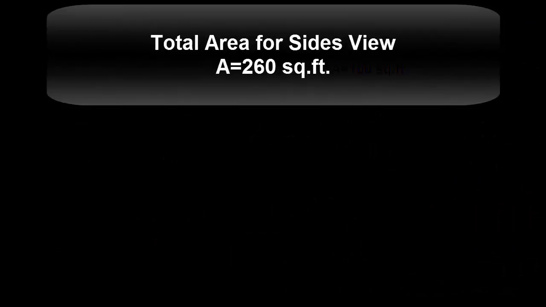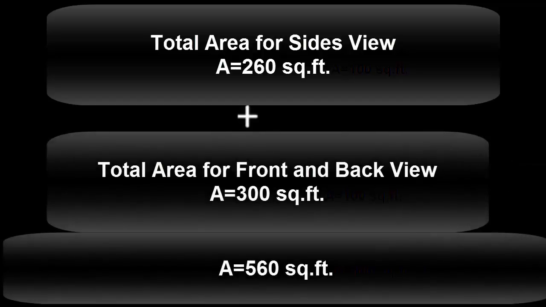The total area for the side view, area equals 260 square feet, plus the area for the front and back view is 300 square feet. The total area of the house in square feet is area equals 560 square feet.